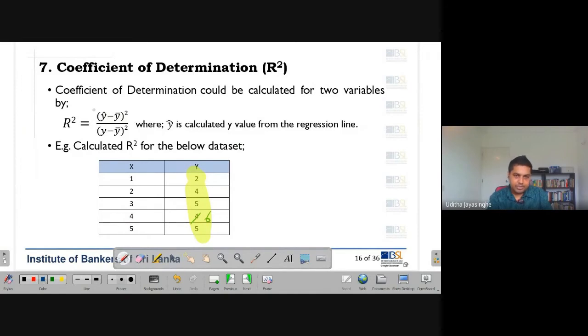You have to have the sigma sign here. I hope it was implied and understood. That means the y hat, the predicted value minus y bar, you take the difference, you take the square, and then the sigma, divide by y minus y bar. That means the actual value minus the y bar average value. You take the squares and take the sigma.